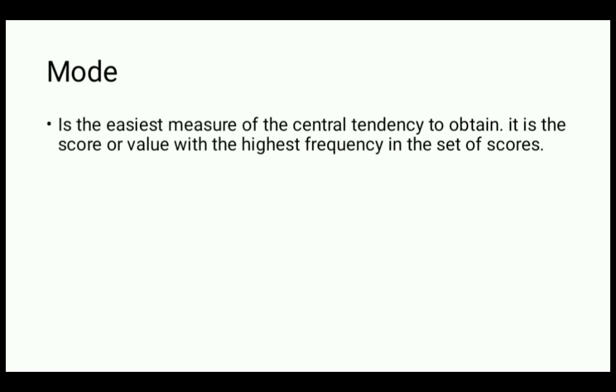Mode is the easiest measure of central tendency to obtain. It is the score or value with the highest frequency in the set of scores. The measure of central tendency you are referring to is the mode. It is obtained by identifying the score or value that appears most frequently in a given set of data. Simply put, the mode is the easiest to find because it's the value that occurs most often.